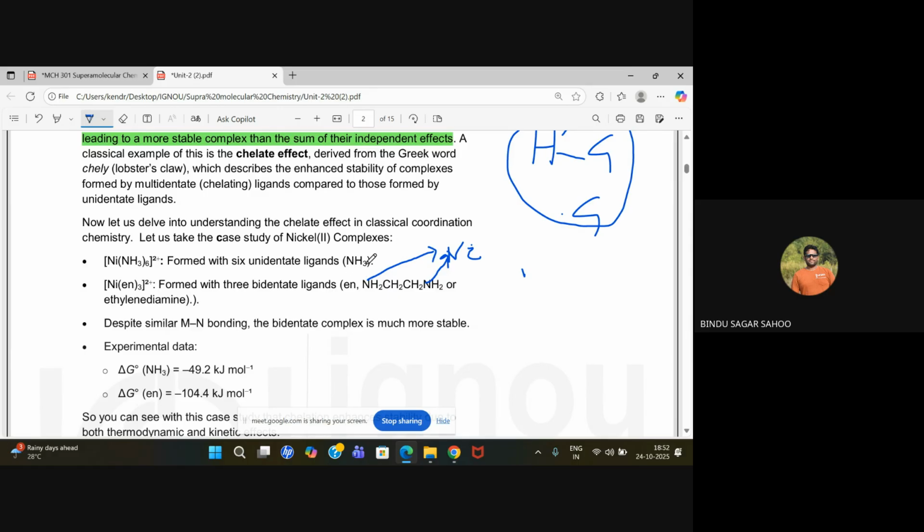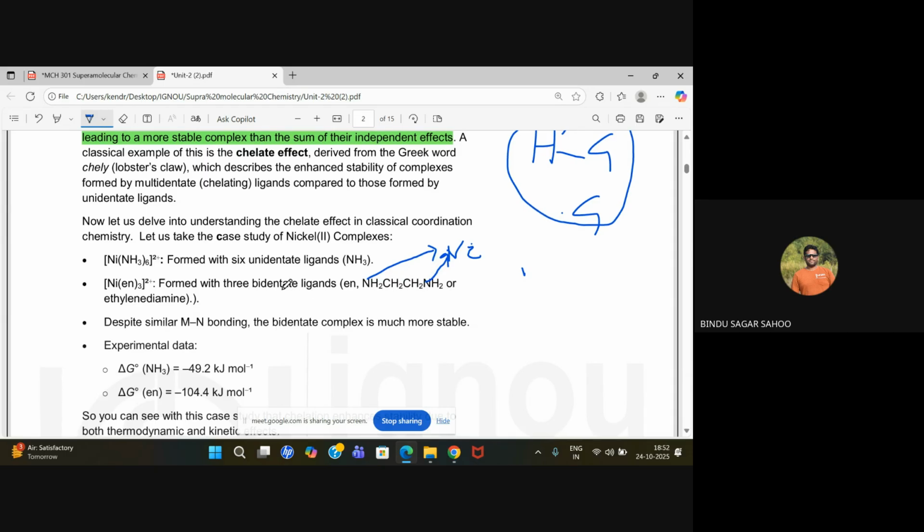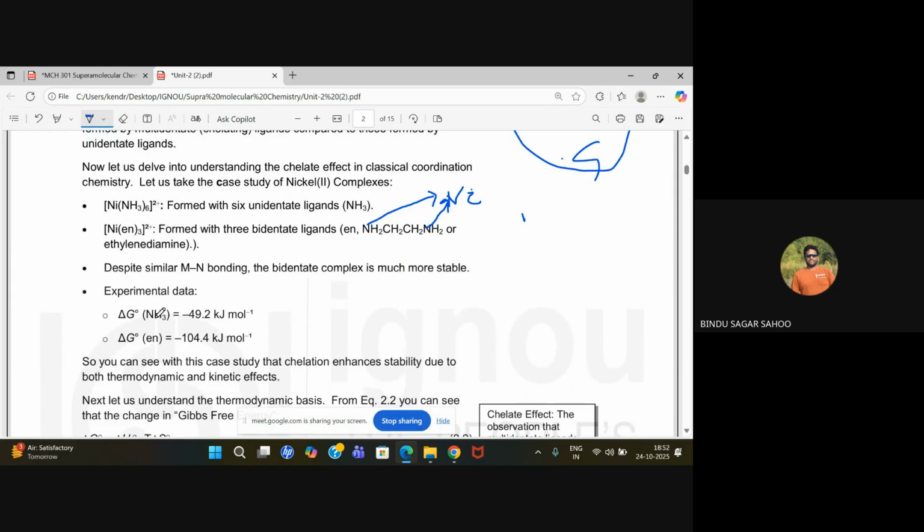The difference is that here it is not forming a cyclic environment, because these are monodentate ligands. But in [Ni(en)3] it is forming a cyclic environment. So the cyclic ring is formed due to the chelation process. When this type of cyclic ring is formed, the stability of the complex will be more. You can see here the experimental data: for this complex, ΔG is minus 49.2 kJ/mol, and for this [Ni(en)3]2+ complex, it is minus 104.4 kJ/mol. Definitely, if the ΔG value is more negative, the reaction will be more feasible and the stability will be higher.